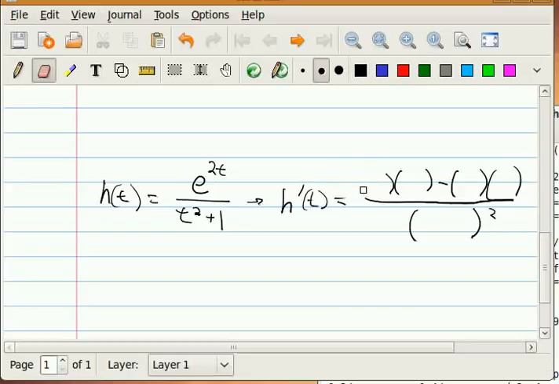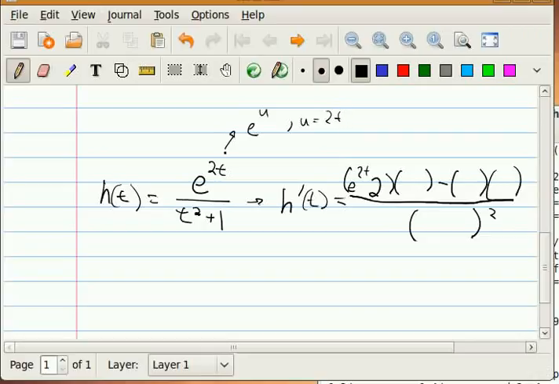Okay, now since t is the variable, we're taking the derivative with respect to t. So you can think of this as e to the power u, where u is 2t. So the derivative of e to the power u is e to the power u, so e to the 2t, times the derivative of u, in this case with respect to t, so that'll be 2.